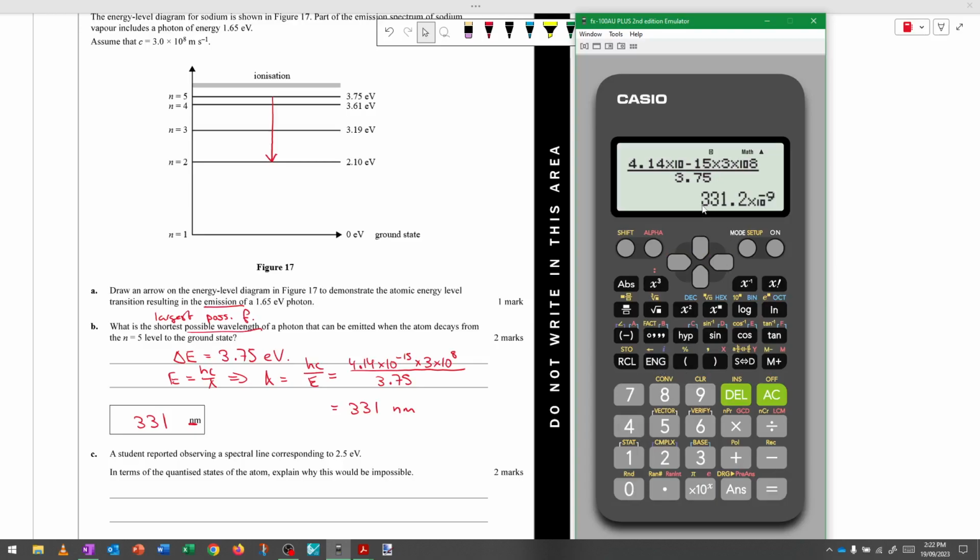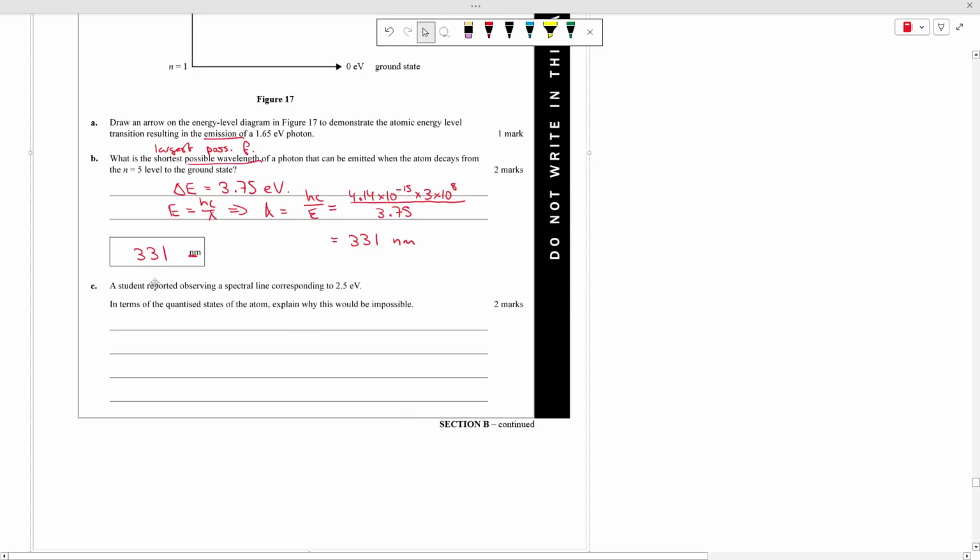There you go. 331 times 10 to the negative 9. So 331 nanometers. All right. A student reported observing a spectral line corresponding to 2.5 electron volts. In terms of the quantized states of the atom, explain why this would be impossible.